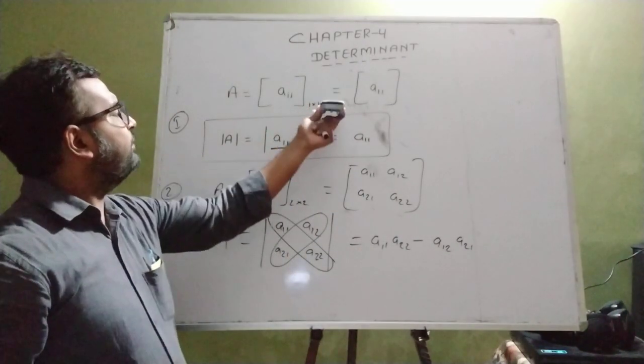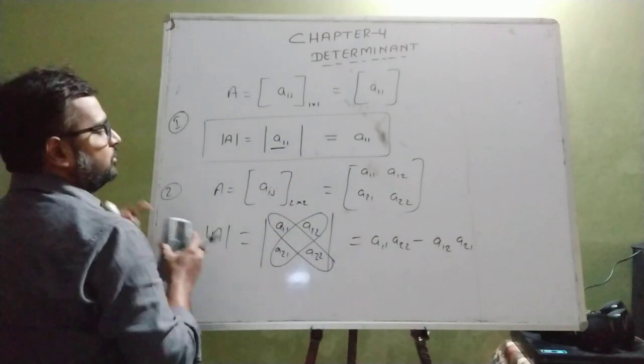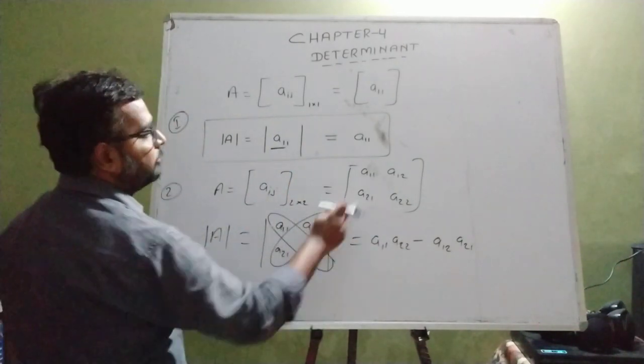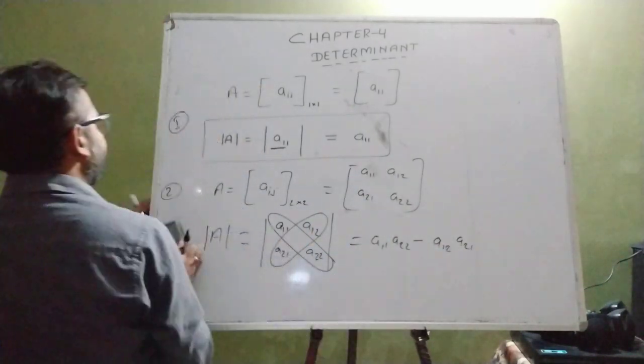This is the first order matrix, and this is the determinant for the first order matrix. Now the third one. In the second order, what do we have to do? Find the product of the principal diagonal minus the product of the off diagonal.